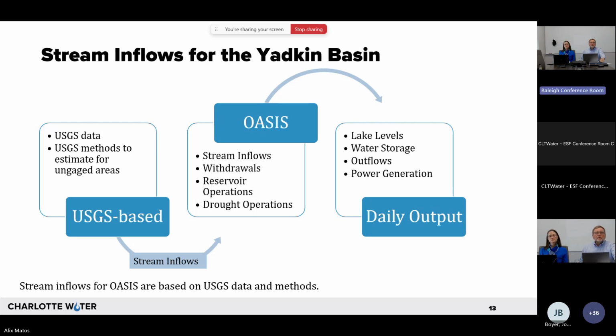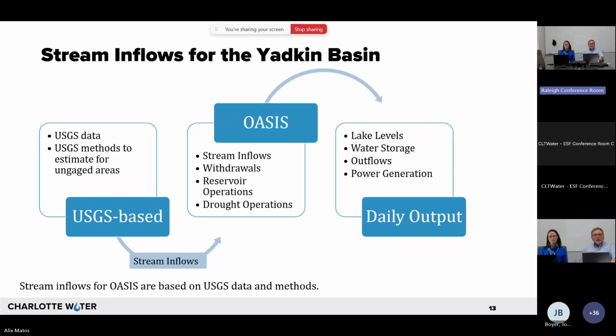Just like the Catawba, the Yadkin boxes are really the same thing. The difference being, for inflow data, we use the USGS historical data. It gets adjusted for things like withdrawals and changes in storage, so we don't do double accounting. There's techniques for ungauged areas. So that's your income there. That's the input part of it. The middle box, really, the only difference is, instead of using CHEOPS, it's OASIS. You're using the same types of inputs to make decisions, and then your daily ledger is the same thing.